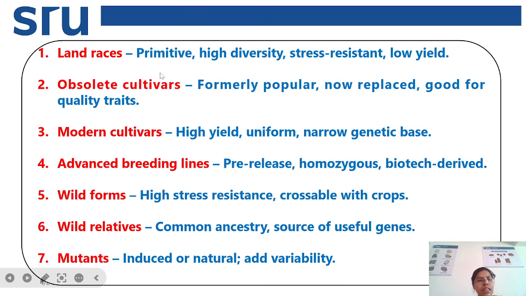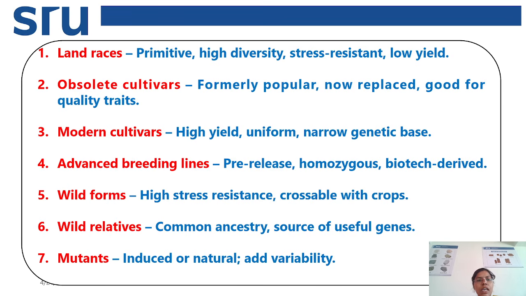Varieties of the recent past are nothing but obsolete cultivars. These obsolete cultivars are the varieties which were popular once upon a time, but they were replaced by some of the high yielding modern varieties.